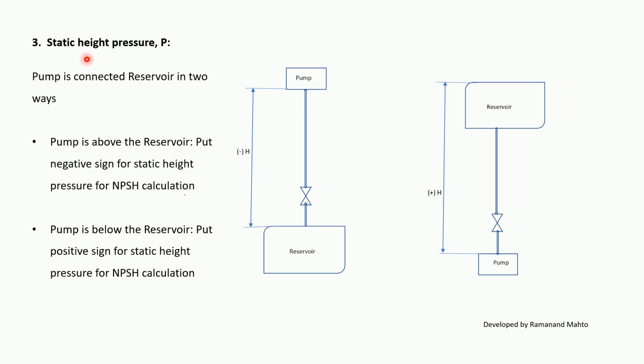Pump, that is static height pressure, H. Pump is connected to the reservoir in two ways. This is one way: pump is above the reservoir. You can take the case, reservoir is here, pump is above the reservoir, and so put the negative sign for static height pressure for NPSH calculation. So H is considered negative. For the other side, pump is below the reservoir, and so H should be positive. So put positive sign for static height pressure for NPSH calculation.